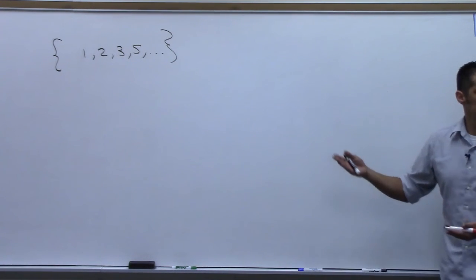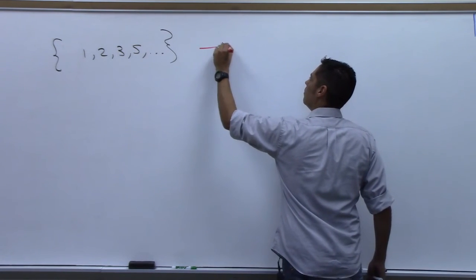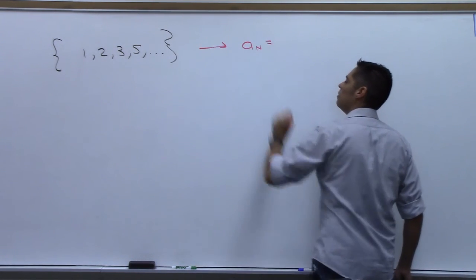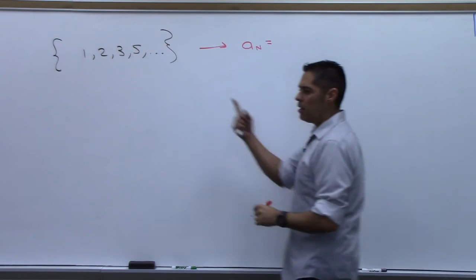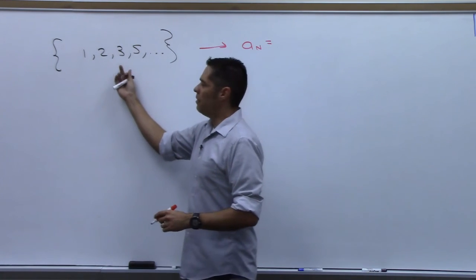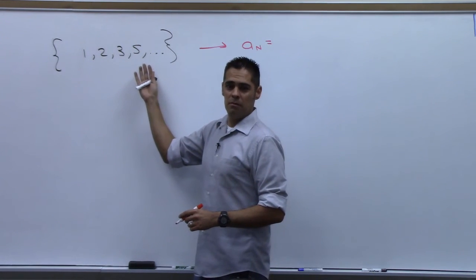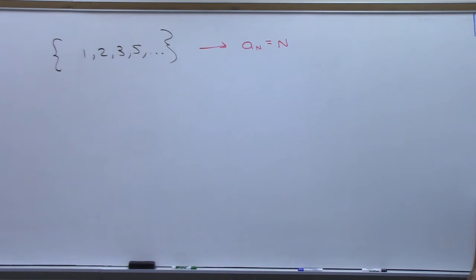Any ideas? A sub n equals? What do you need to get when you plug in 1? 1. And when you plug in 2? 2. And when you plug in 3? Is this n? N. That's it. A sub n is n. It's about as easy as it's ever going to be right there. You plug in 1, you get 1, 2, 2, 3, 3.